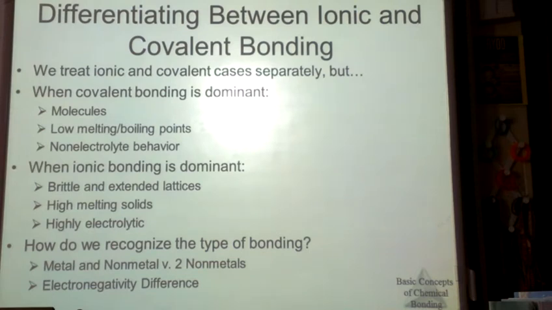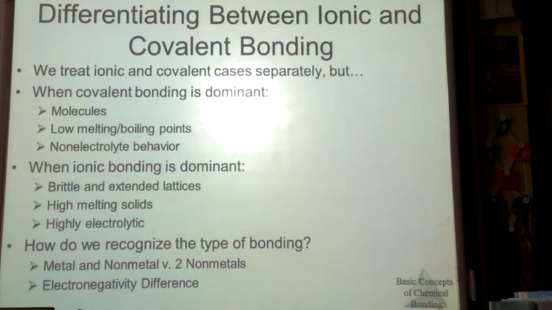So when covalent bonding is dominant, it's typically in molecules, so I'm going to see two nonmetals. I also know that covalent bonding is dominant when I have a low melting point or a low boiling point. So that's another trend. And then they also exhibit non-electrolyte behavior. So even though acids are made from two nonmetals, usually they act like molecules, so the bond may be covalent, but acids will exhibit, when they're dissolved in water, electrolytic behavior because they dissociate. So I can think about them as an electrolyte because they dissociate and they become ions.